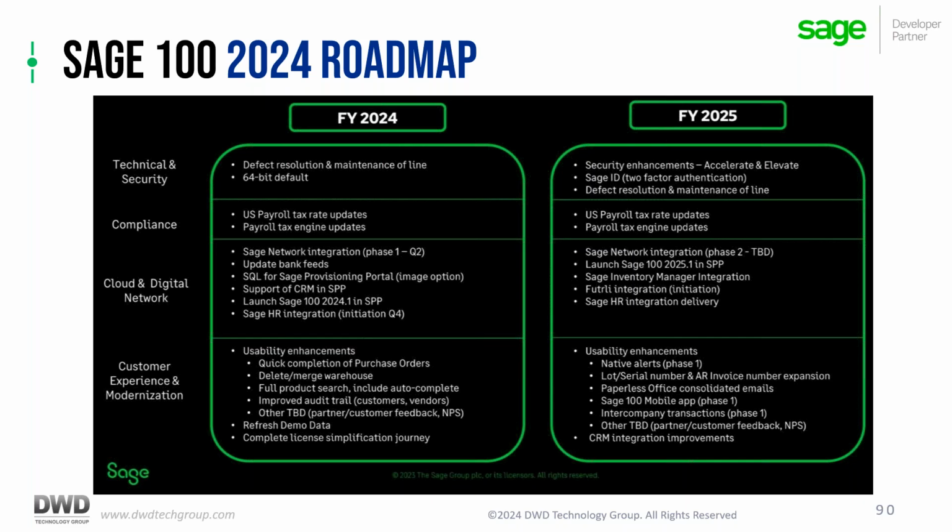And then they talk about CRM integration improvements. That hasn't been spelled out. I'm not 100% sure what that is yet, but again, this is next year. Usually we know more about what this is going to be sometime around February or March.